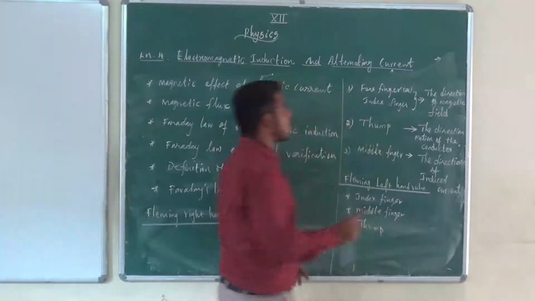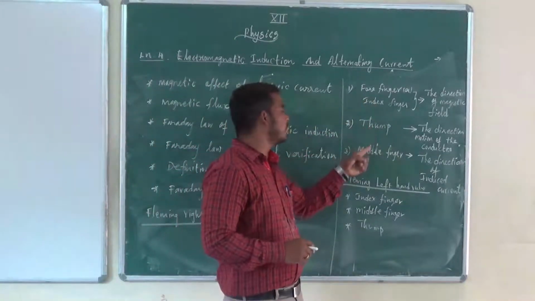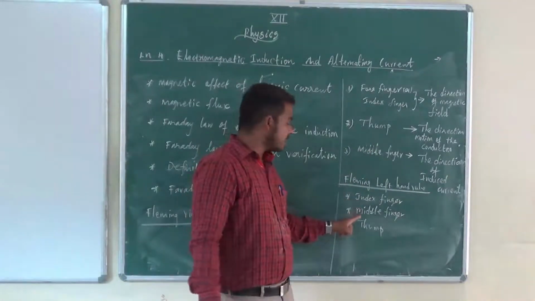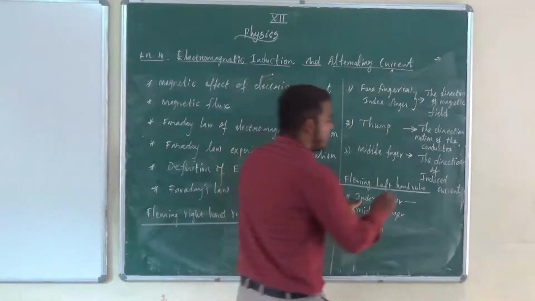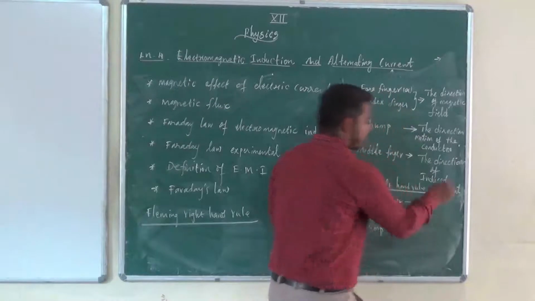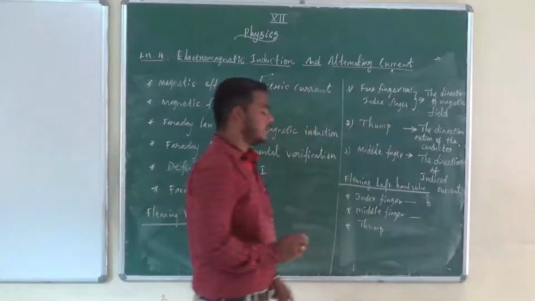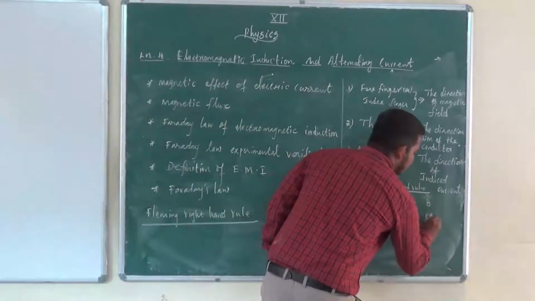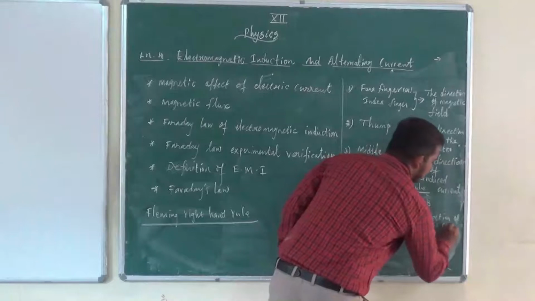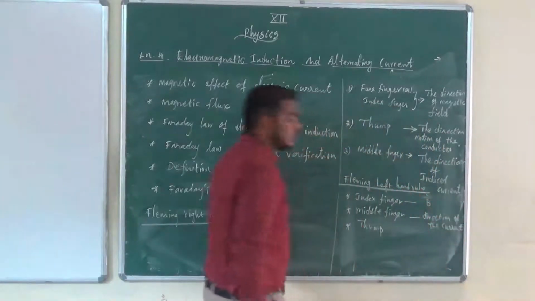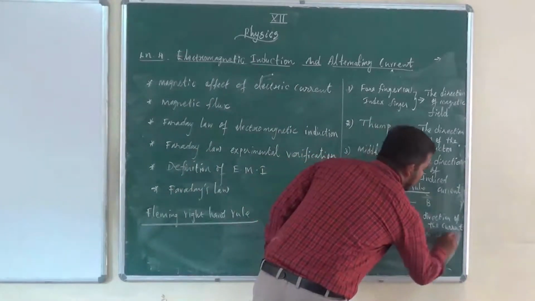This is the difference between the right hand and left hand rule. In the right hand rule we use forefinger, thumb, then middle finger. In the left hand rule, index finger, middle finger, then thumb. So here also, the index finger shows the direction of magnetic field B, the middle finger represents the direction of the current, and the thumb represents the direction of motion of the conductor.